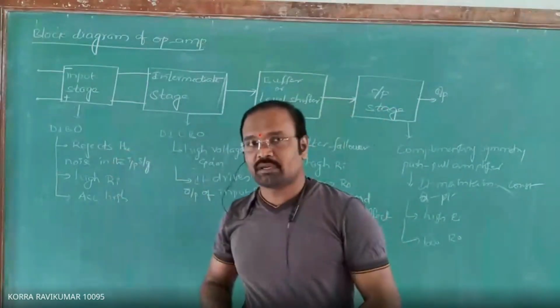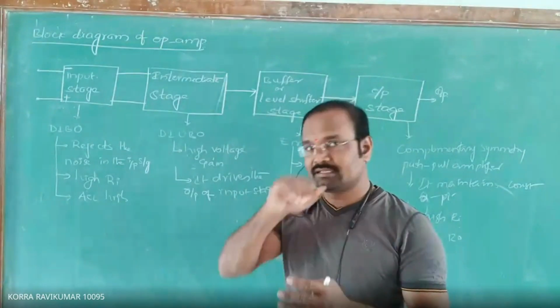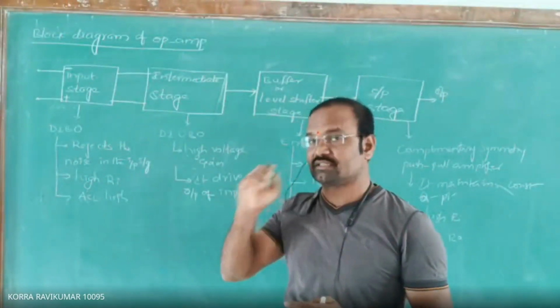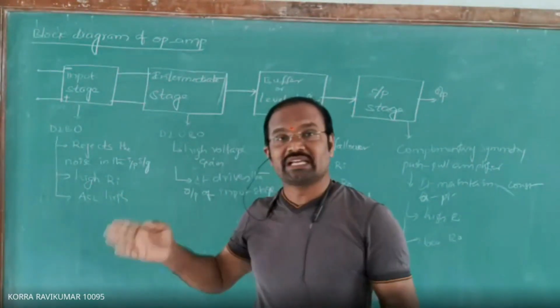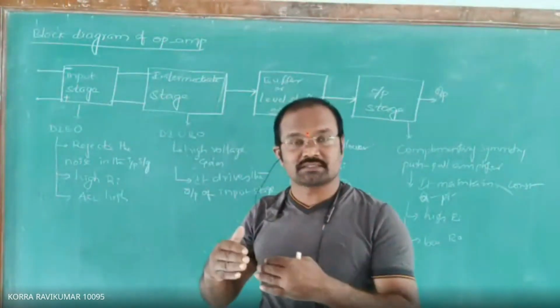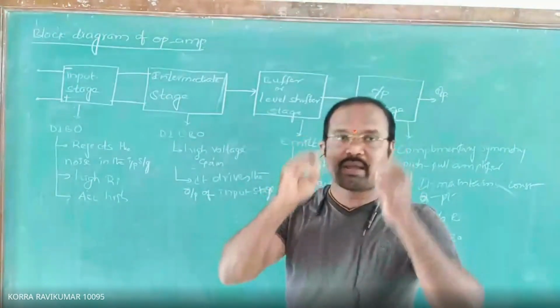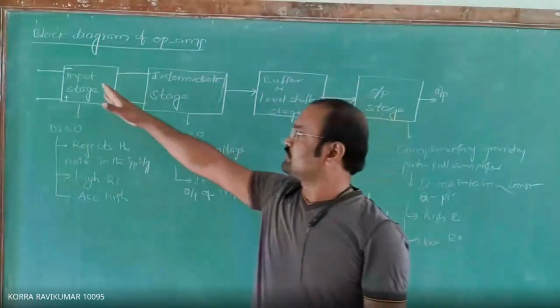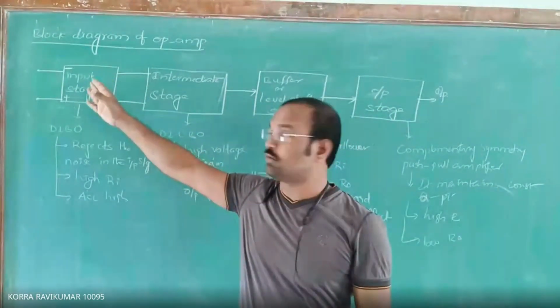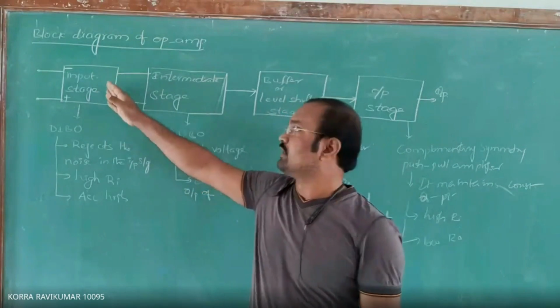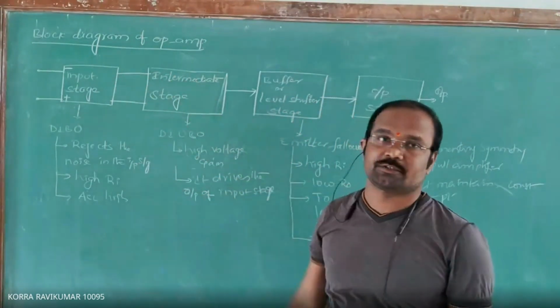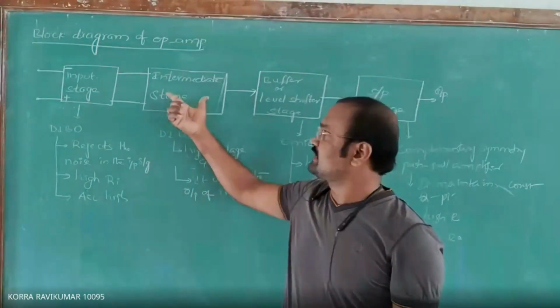And also the purpose of the dual input balanced output differential amplifier is to increase the input impedance as well as the closed loop gain of the op-amp. The output produced at the first stage is applied as the input to the second stage. The second stage is the intermediate stage.